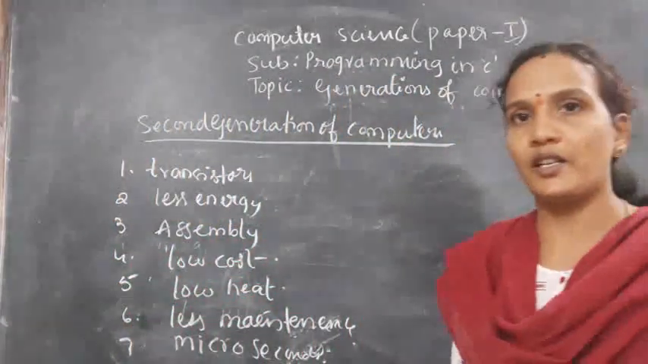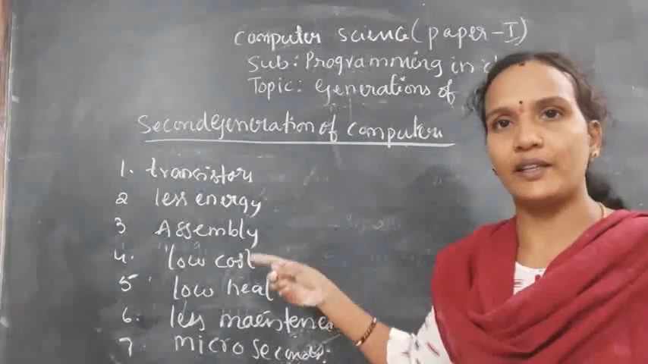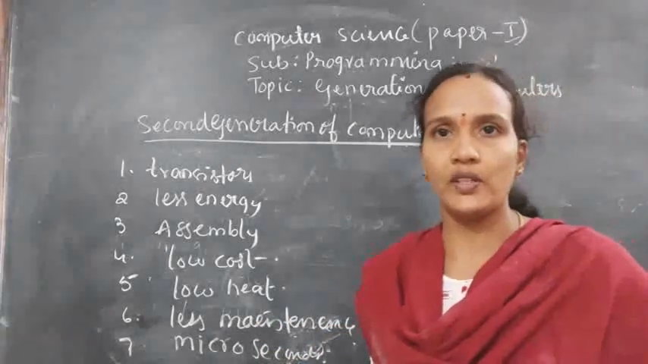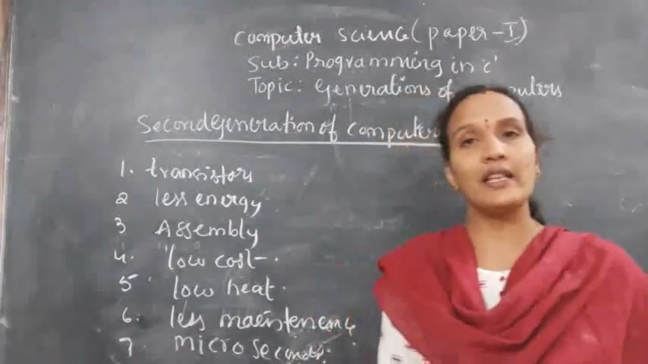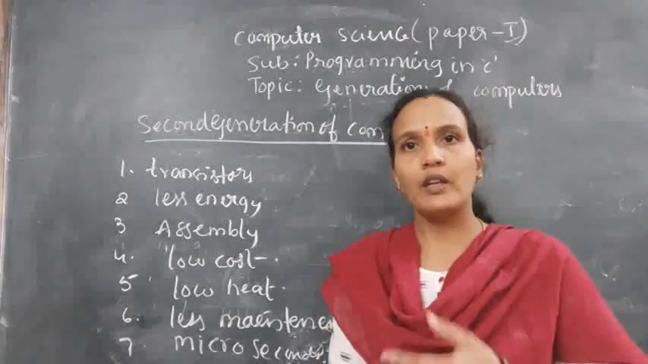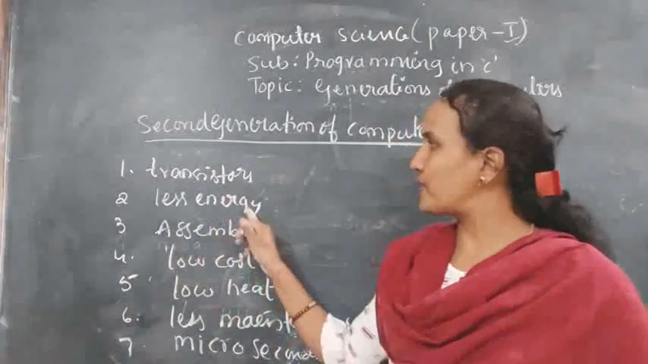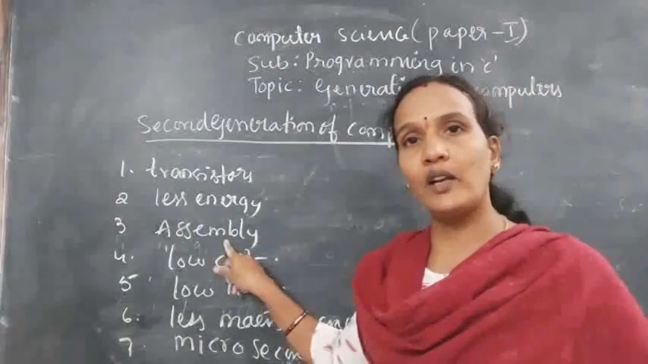In the second generation, what did they use? Transistors. As I already said, one transistor equals hundreds of vacuum tubes, so it is decreasing the size of your system. The next one is less energy, because you are using fewer vacuum tubes, as vacuum tubes are replaced with transistors. So it generated less heat. And what language did they use?